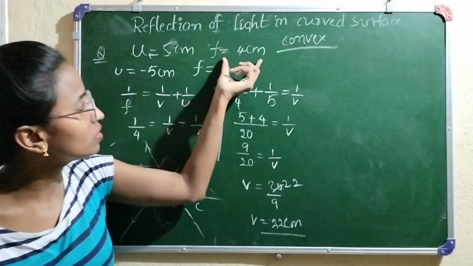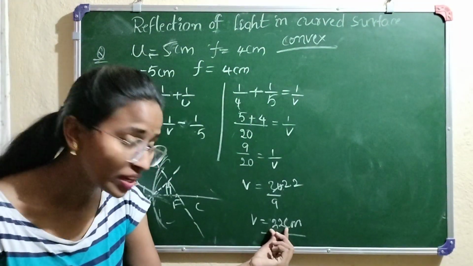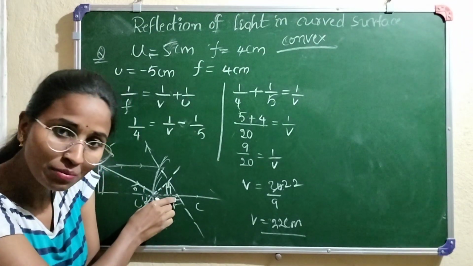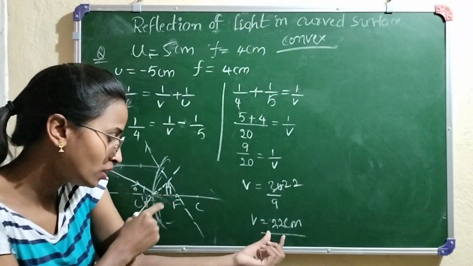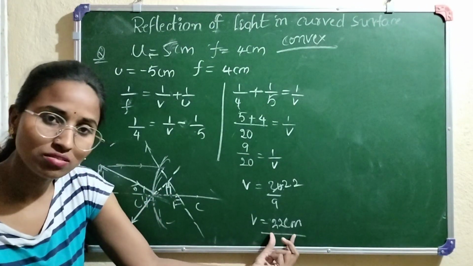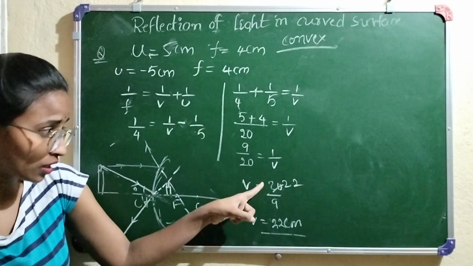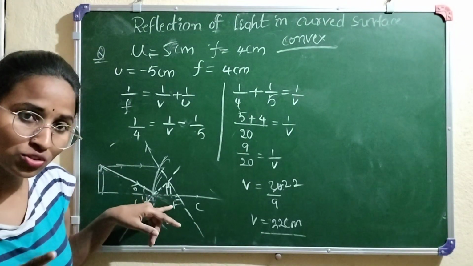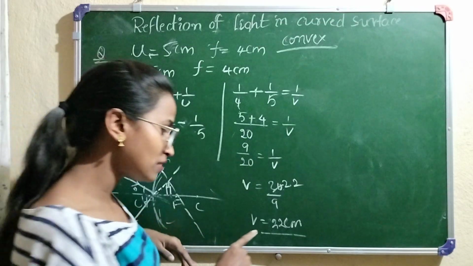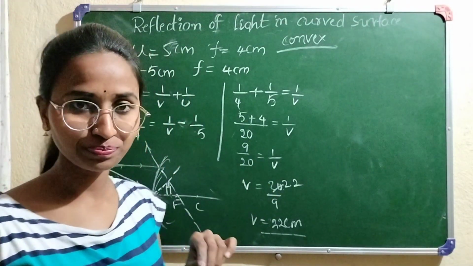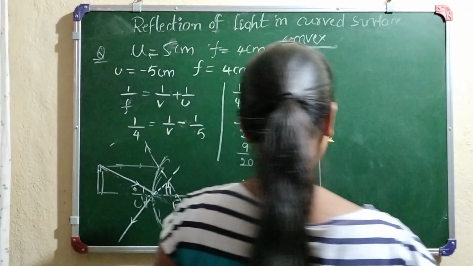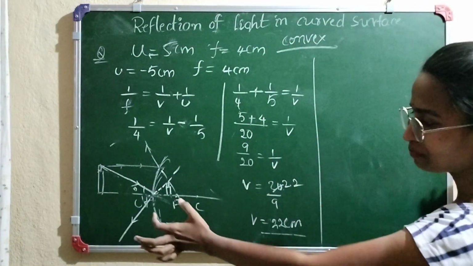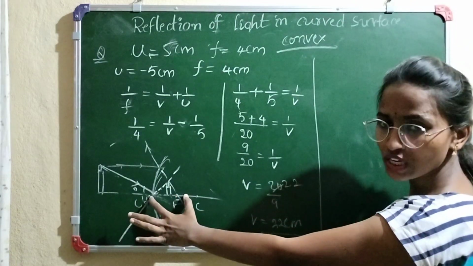And what is the focal length here? 4 centimeters. But where is the image forming? At 2.2, which means in between the pole and focus. Am I right? Yes, it is forming between pole and focus. It is satisfied now, and that too positive. We are not getting negative here. If it is a virtual image, compulsorily the image distance will be positive. We are getting clarity. The image is forming between pole and focus.